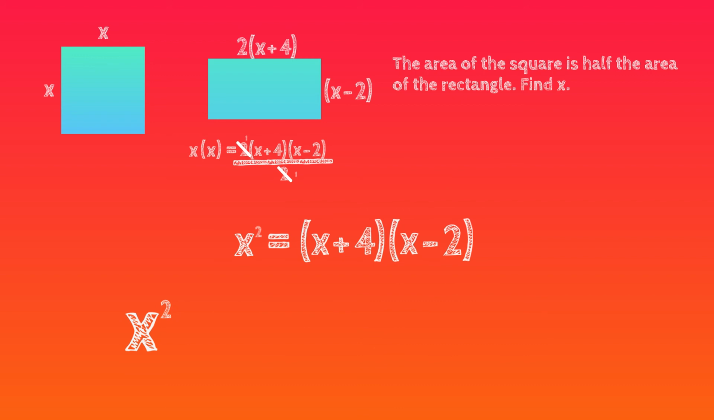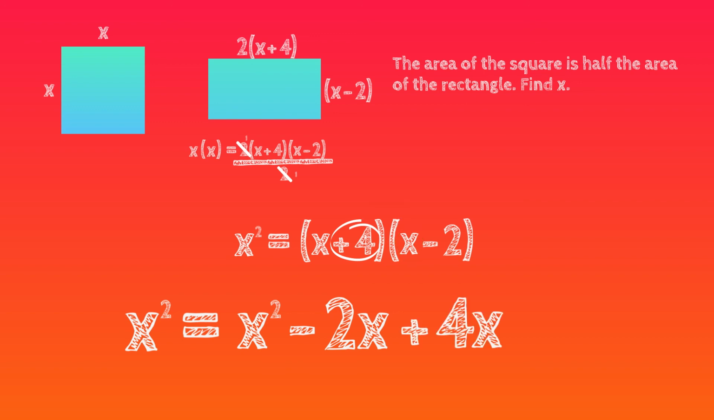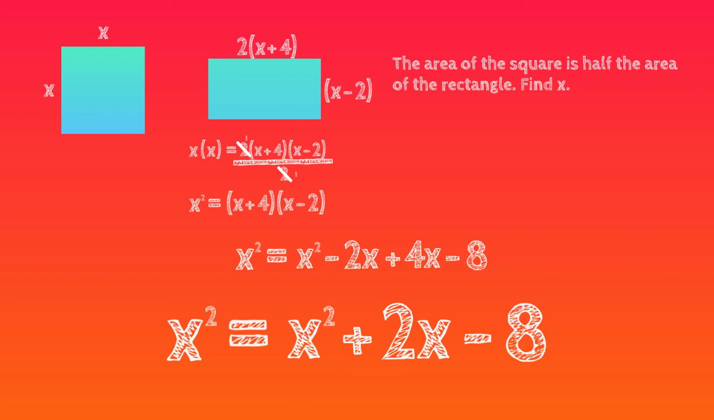So it becomes x squared is equal to, we multiply out the brackets, x times x is x squared, x times negative 2 is negative 2x, plus 4 times x is plus 4x, and positive 4 times negative 2 is negative 8. x squared is equal to, we collect like terms, x squared, then minus 2x plus 4x is plus 2x, take away 8.